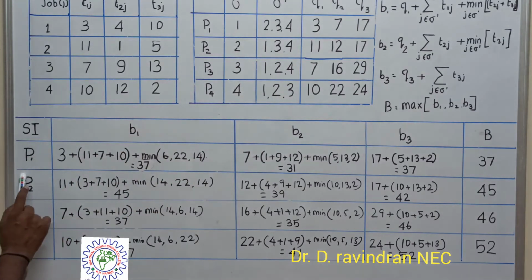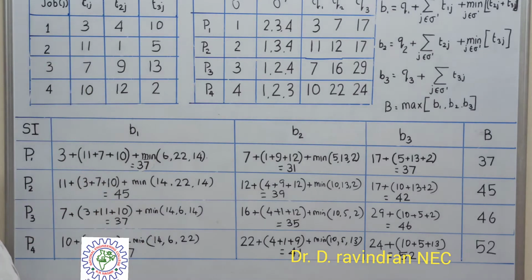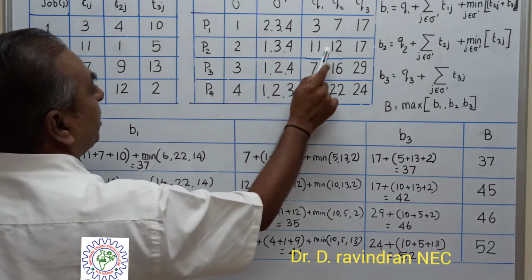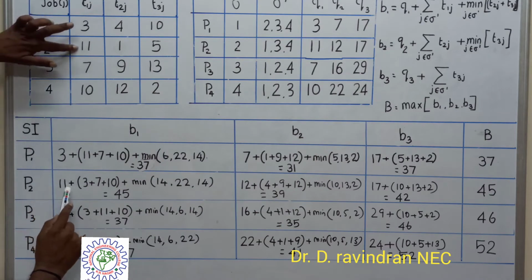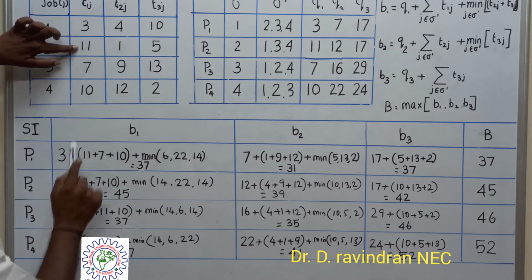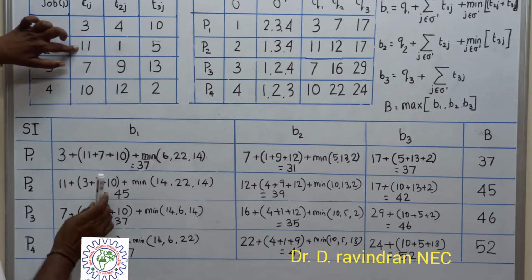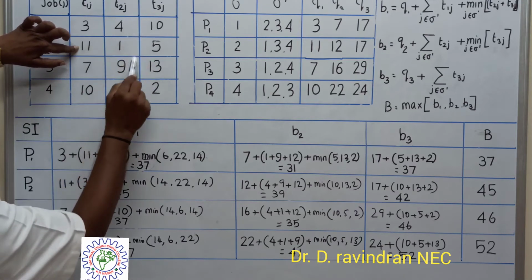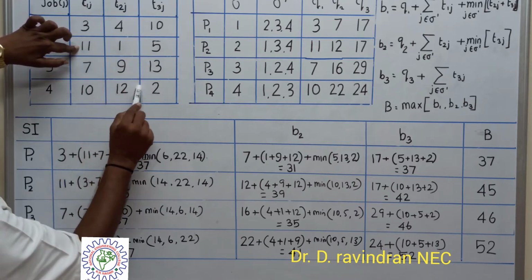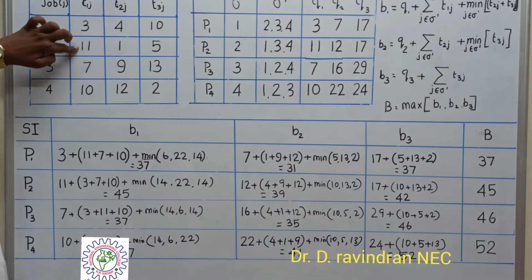Now we are considering P2. P2 means the second job we are thinking of processing first. That means this will be having Q1, Q2, Q3 values. Then the B1 value will be Q1 11 plus the other values, that means 3, 7 and 10, the sum of this. Then the minimum of 10 plus 4, 9 plus 13, 12 plus 2. So when it comes to this, the total sum comes to 45.